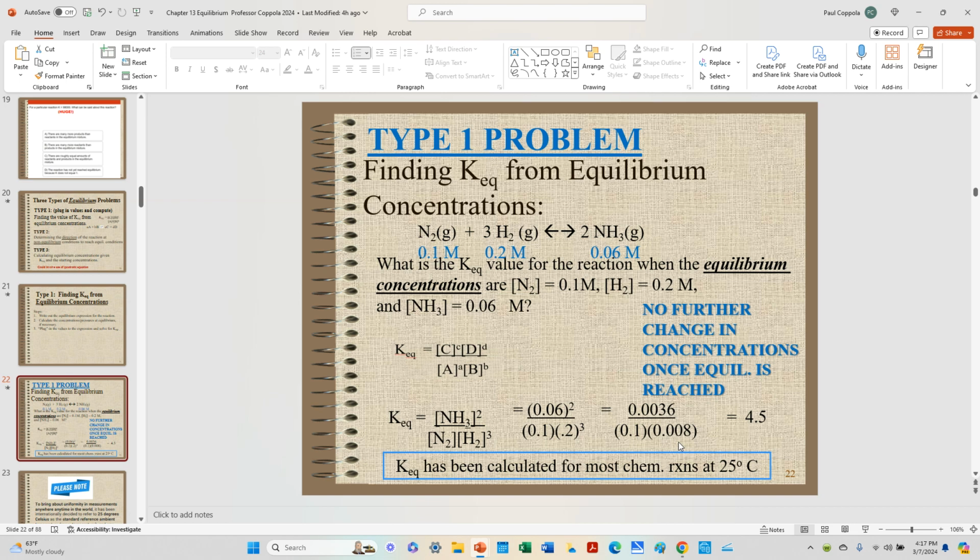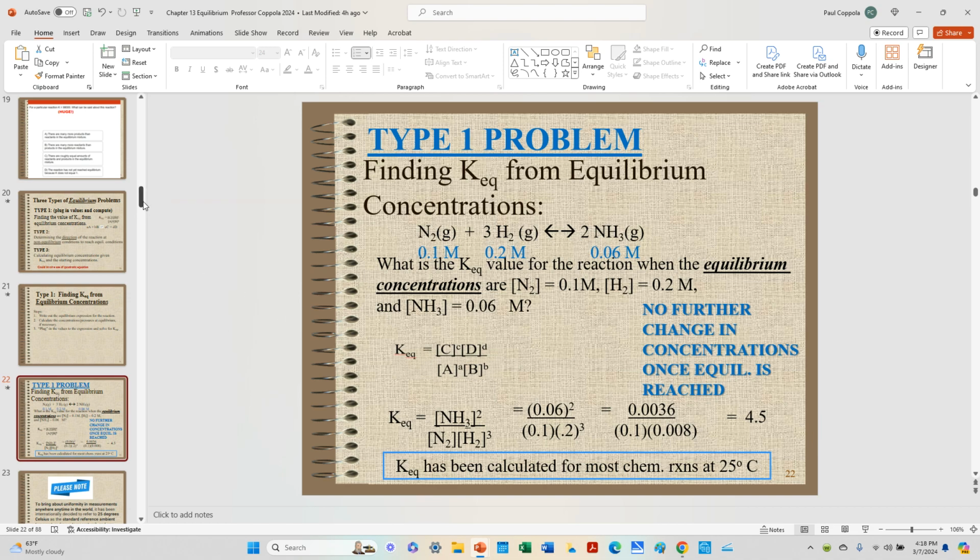Slide 22. You're given the equilibrium concentrations. And I always recommend you write out the equation and right below it write what the concentration is. Then you find the K sub A, you just plug in and do the math. Okay, so you may see a problem like that.